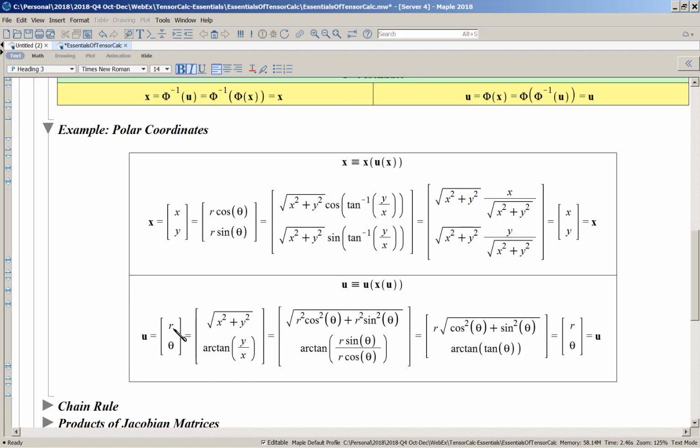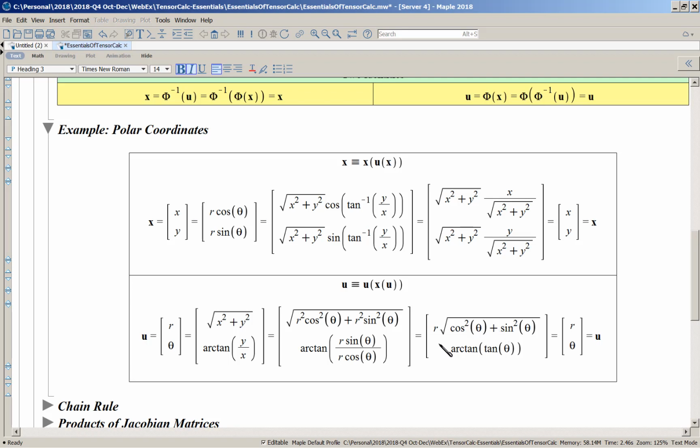u has two coordinates, r and theta. What is r? What is theta? Here, r is the square root of x squared plus y squared, and theta is arctan of y over x. If you put in r cos theta for x, and r sine theta for y, clearly this is going to simplify to r. You can see that you factor out the r. You've got an r squared, you bring it out, and it comes out as r.